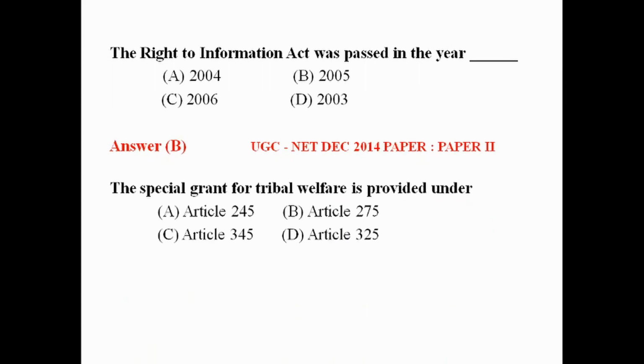Next question. The special grant for tribal welfare is provided under option A Article 245, option B Article 275, option C Article 345 and option D Article 325. The question is, the special grant for tribal welfare is provided under, the answer is option B, that is Article 275.